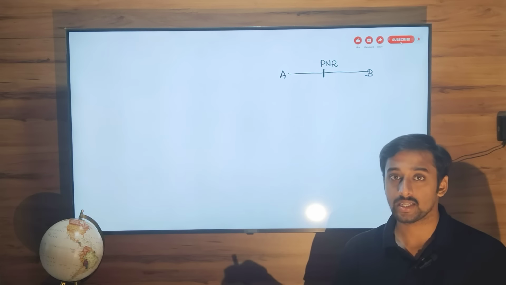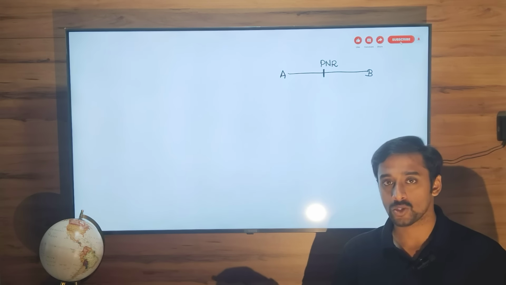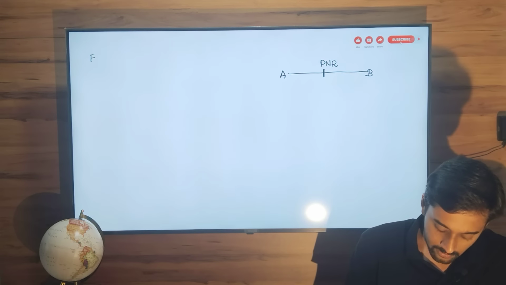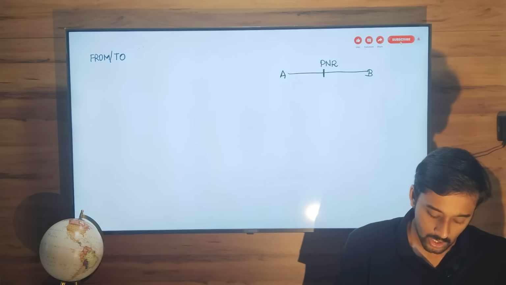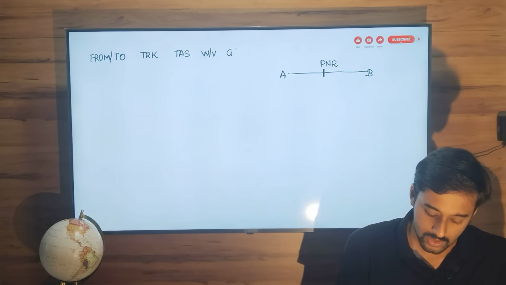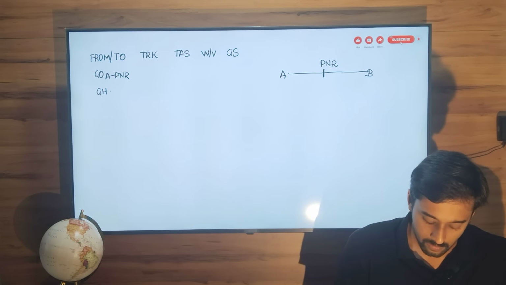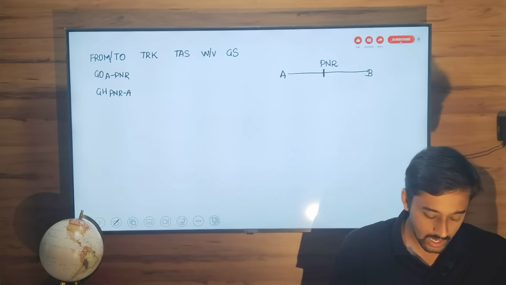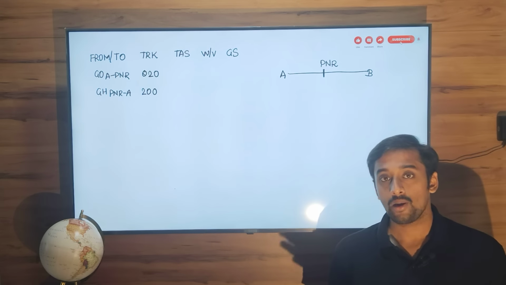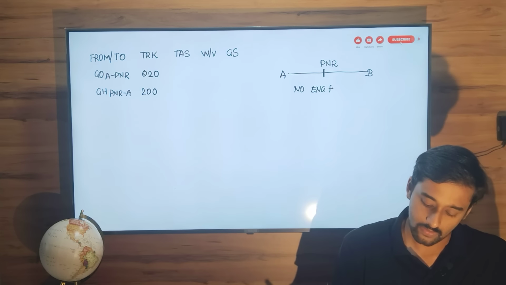But if the question states that you have to calculate point of no return for engine failure, we will calculate that also. We are going to do those sums also. So now let's draw the table same as before: from and to, your track, your tasks, your winds, and your ground speed. So ground speed outbound from A to PNR and ground speed homebound from PNR to A. Now outbound track is 020, homebound track is 200. And now in case of PNR, like I said, there is no engine failure for PNR sums.